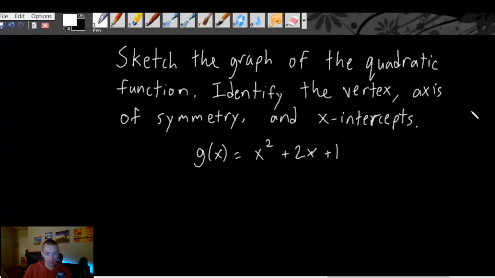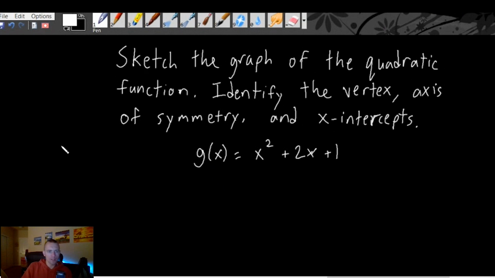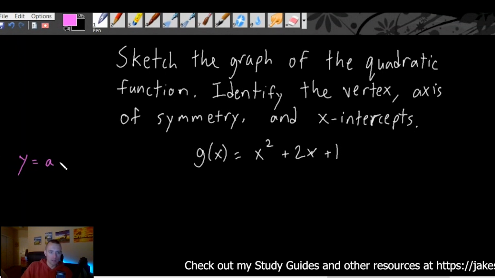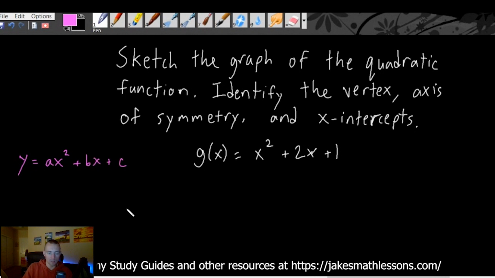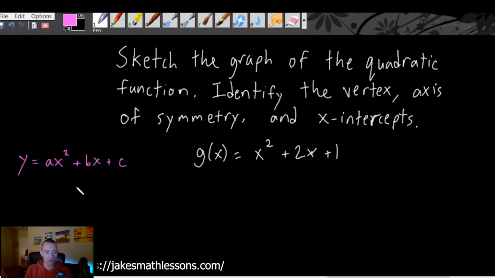Sketch the graph of the quadratic function, identify the vertex, axis of symmetry, and x-intercepts. In this example, we are given a quadratic function which is in standard form. Depending on what textbook you're using, they might define standard form differently than the way I'm defining it. The way I learned it, standard form is ax squared plus bx plus c. Some textbooks consider what I have been calling the vertex form to be standard form. So be careful with that. Check your textbook and check with your teacher.